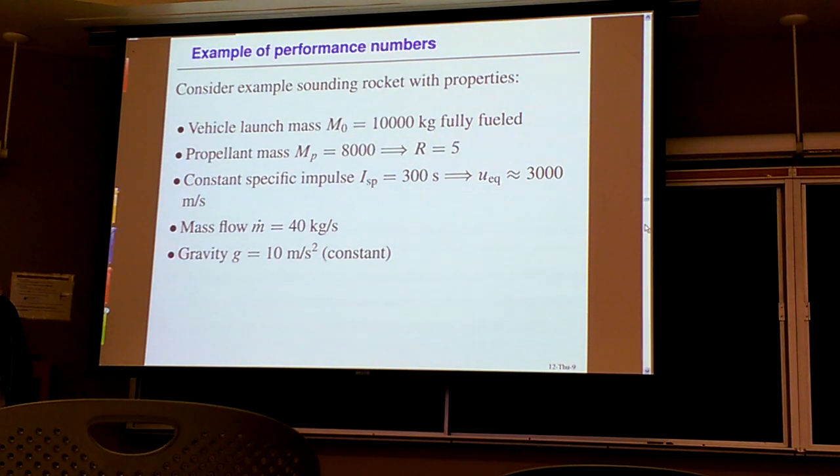So if we assume, and these are just numbers I pulled out, a mass flow of 40 kilograms per second, and just to have round numbers, I'm assuming gravity is 10. It's really 9.8 or something meters per second squared, and we're taking that as a constant.